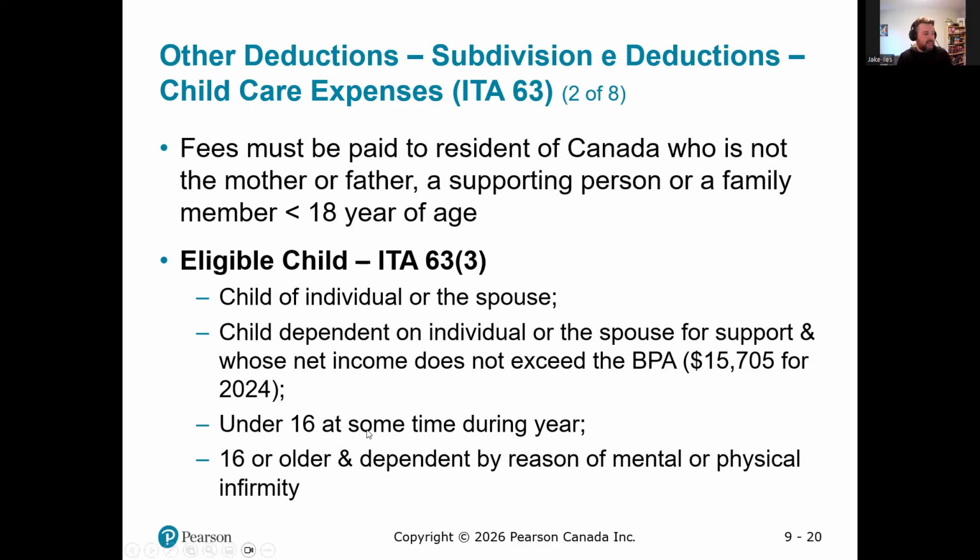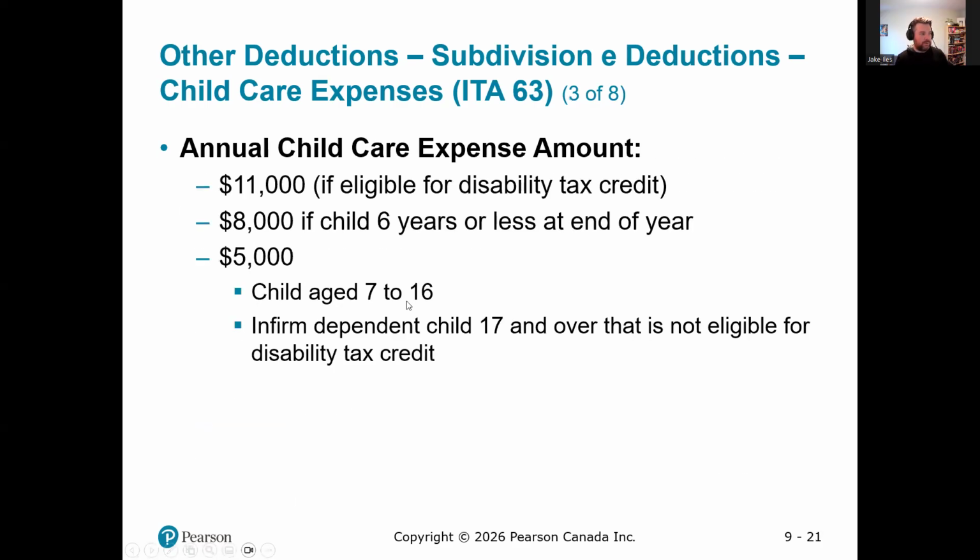So the child in care is under 16 at some time during the year. 16 and above is considered that they can care for themselves, at least for a daytime, or they are 16 or older and dependent by reason of mental or physical infirmity. So if the person is over 16 years old, maybe they require the care because they have an infirmity. Someone needs to be with them during the day. So it's not as simple to just say they're 18, they can look after themselves. There's a medical reason they cannot. So a child who lives with you, depends on you, and is under 16 are the general rules.